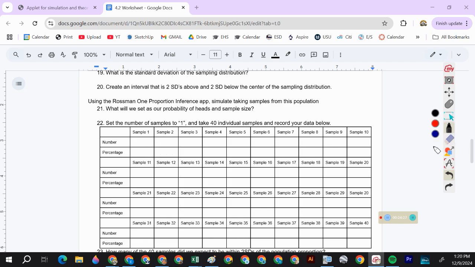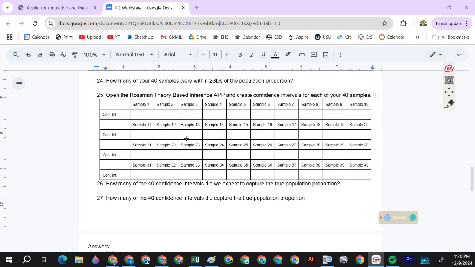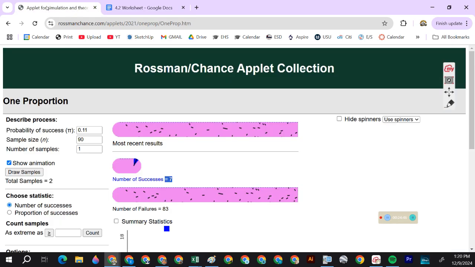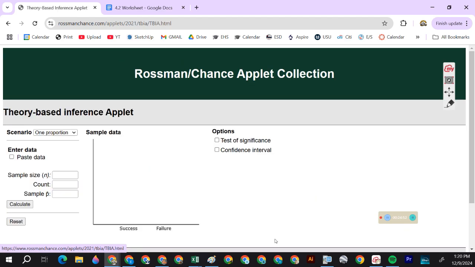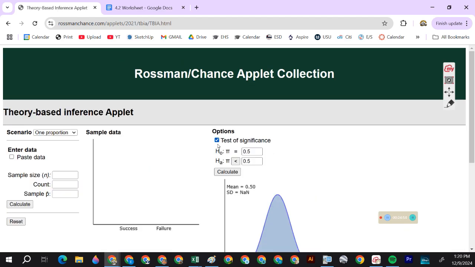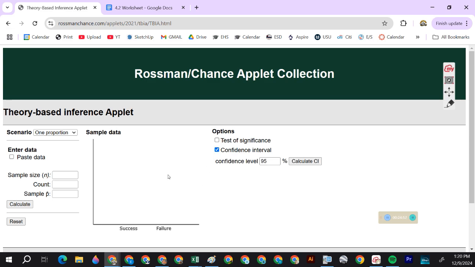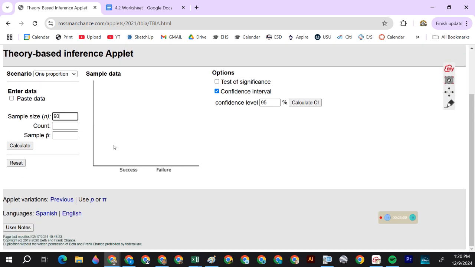Some of you are working ahead. Hold on, stop for a second. Then we're going to go down here. You're really going to love me. You need to create confidence intervals for all 40 samples. Does that sound like fun? No. So we're going to cheat. So go back into Rossmann and go to theory-based inference right here. And then instead of test of significance, we're going to run a confidence interval. And my sample size is 90, and my count was 6. Calculate, there's my confidence interval.